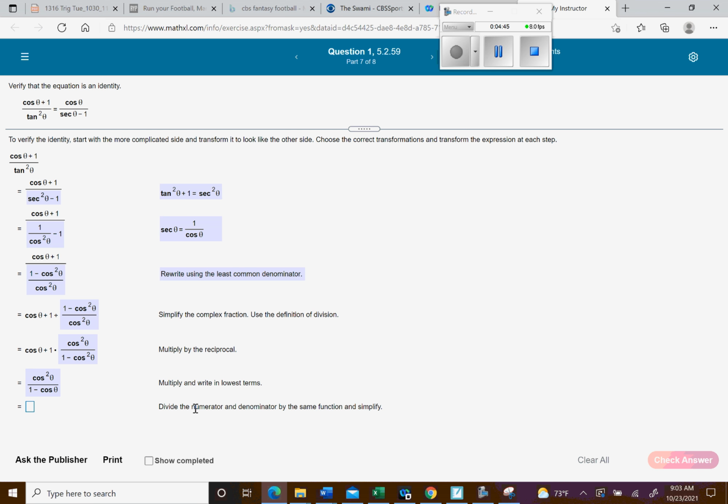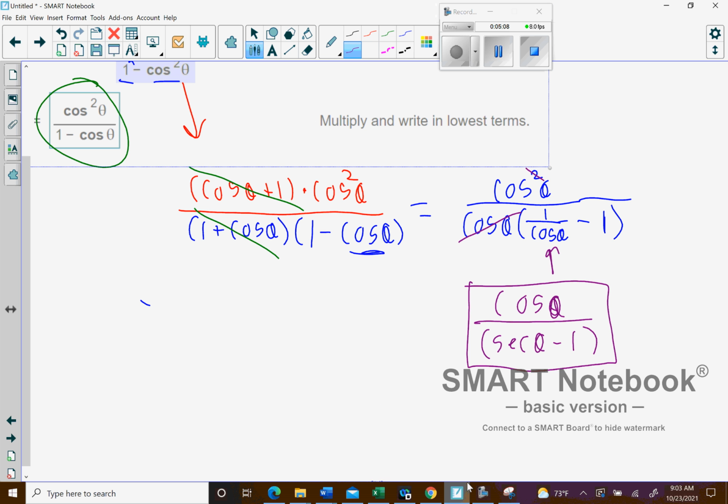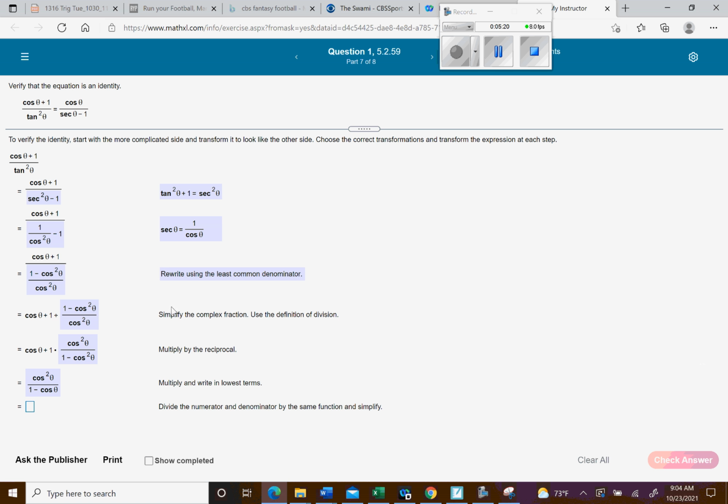It says divide the numerator and denominator by the same function and simplify. Okay, they did it a little differently, but it's the same result. They're dividing everything by cosine, basically. I factored it out and then did it, but what they're saying is completely fine: they're just going to divide everything by cosine. When you do that, you'll end up with what I have here in blue: cosine of theta over 1 over cosine of theta minus 1. That's a nice clean way of thinking of it. Then from there, I'm assuming they'll ask you to do the reciprocal identity, and that should be it.